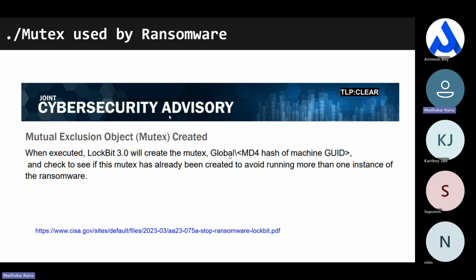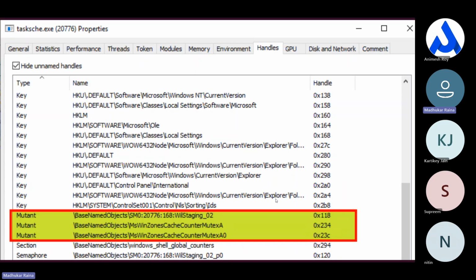They created Global. Basically, Global shows that this mutex is a global object, so any program can access it. Then there is an MD4 hash of the machine GUID, so this will be different on every machine. If you see the value of the mutant created by WannaCry, this value is hard coded: MsWinZonesCacheCounterMutexA. This is the same across all the machines.